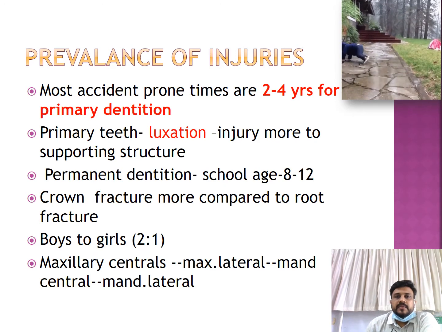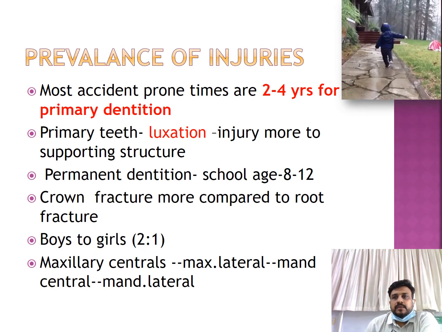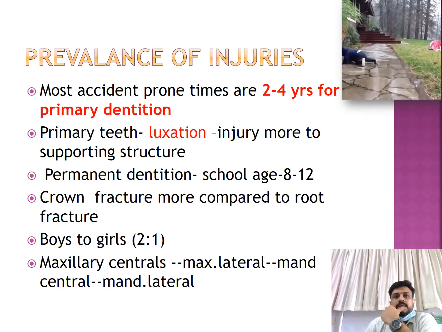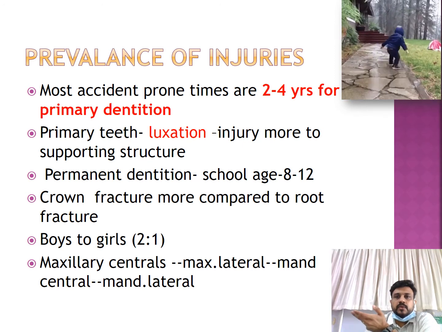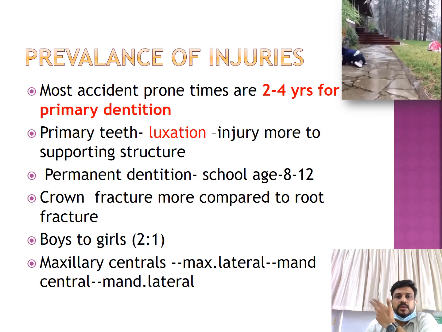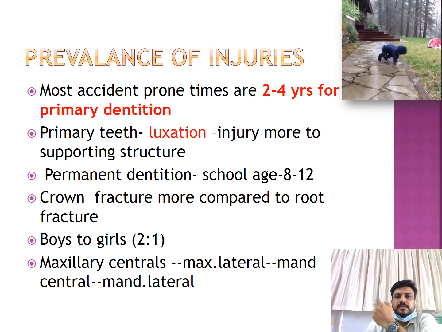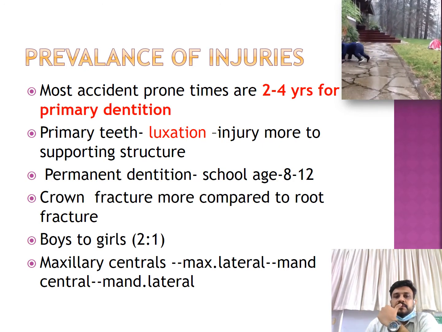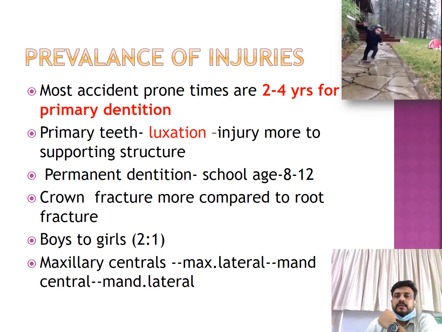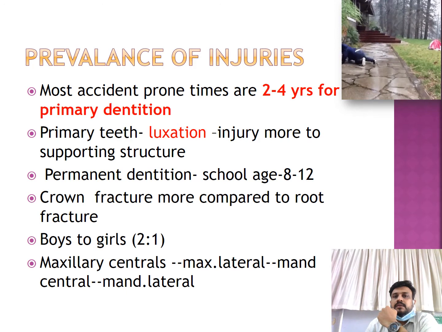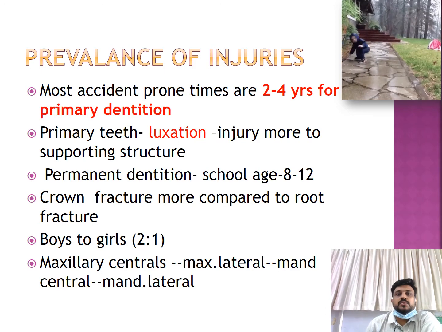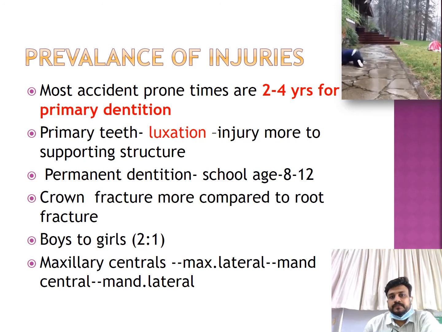So coming to prevalence. Prevalence means the ratio in general, what is the percentage. Most accidents occur at 2 to 4 years because of the lack of motor coordination, and boys are more injured due to their general capacity to play more. Whenever they fall, the maxillary centrals are most commonly injured, then maxillary laterals, then mandibular centrals and mandibular laterals. In permanent dentition, the school-aged boys to girls ratio is 2:1, according to various reports.